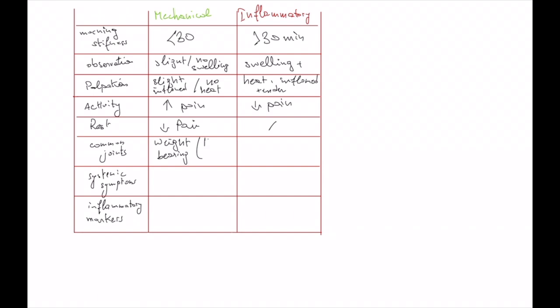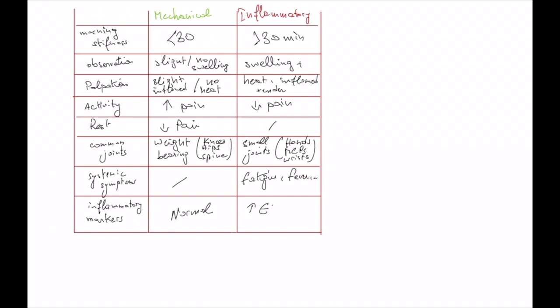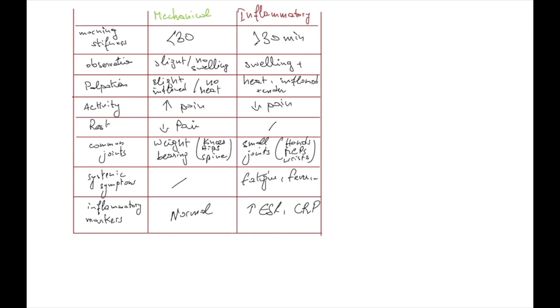For joint distribution, mechanical arthritis most frequently affects the weight-bearing joints such as the knees, hips, and the spine, whereas inflammatory arthritis tends to involve the small joints, like in rheumatoid arthritis, typically the wrist, the hand, and the foot. For systemic symptoms in inflammatory arthritis, try to look for fatigue, low-grade fever, weight loss, etc., which is not seen in mechanical arthritis. As for inflammatory markers, elevated ESR and CRP are common in inflammatory arthritis, whereas they're normal in mechanical arthritis.